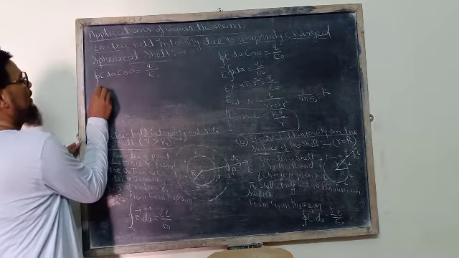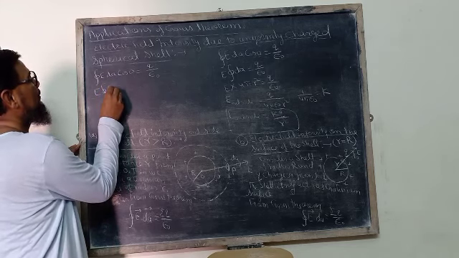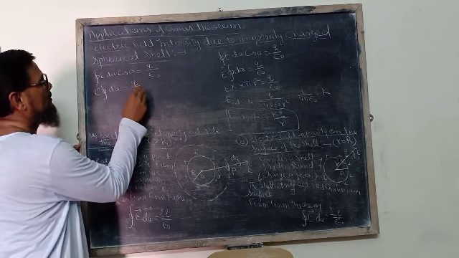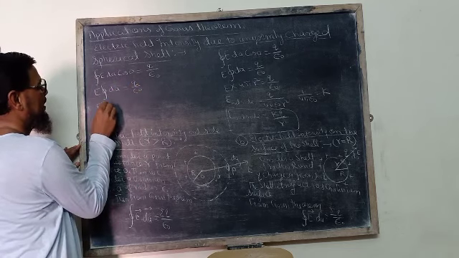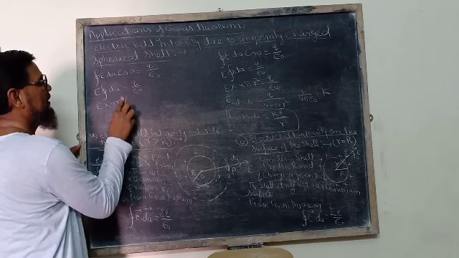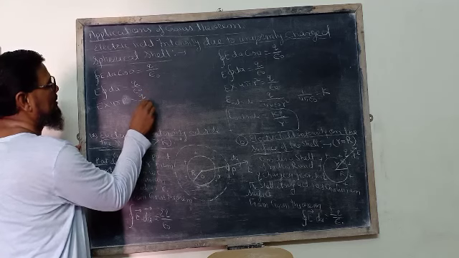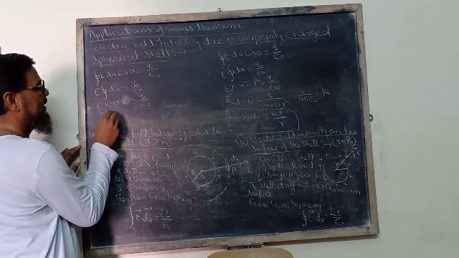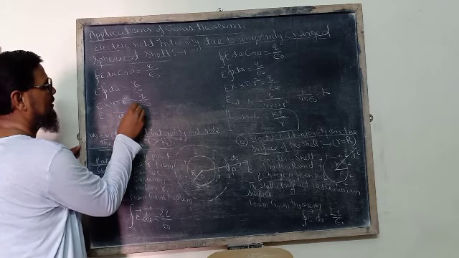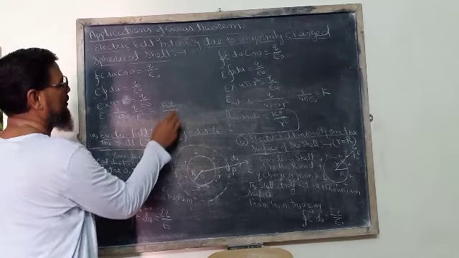So Q upon epsilon naught. E can be taken out according to the characteristic of the Gaussian surface. E dA is equal to Q upon epsilon naught, and the area of the Gaussian surface will be equal to the area of the spherical shell, 4 pi r square, is equal to Q upon epsilon naught, and E is equal to 1 upon 4 pi epsilon naught Q upon r square, or KQ upon r square.